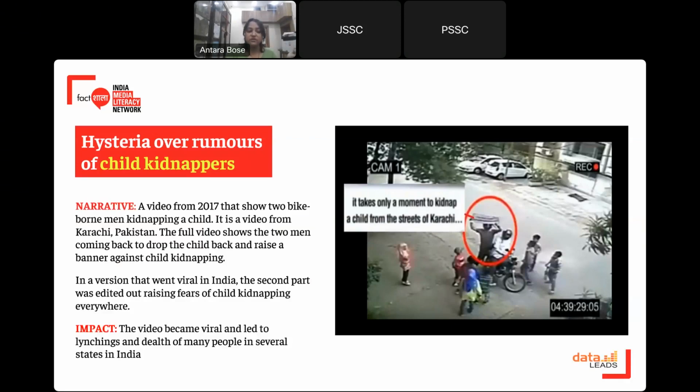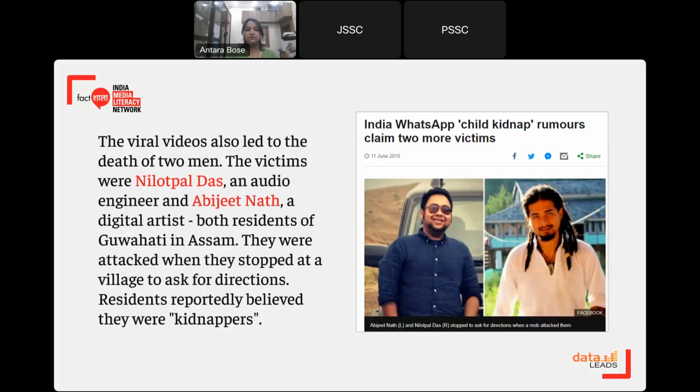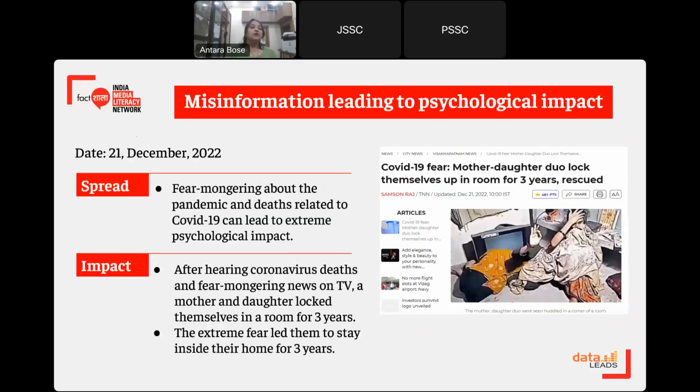The impact was the video became viral and led to lynchings and death of many people in several states in India. These were the people from Assam, Nilotpal and Abhijit, a digital artist and an audio engineer who actually died due to mob lynching. They were taken as child kidnappers, but they were not. And such things also kept happening in the pandemic, with misinformation leading to psychological impact.